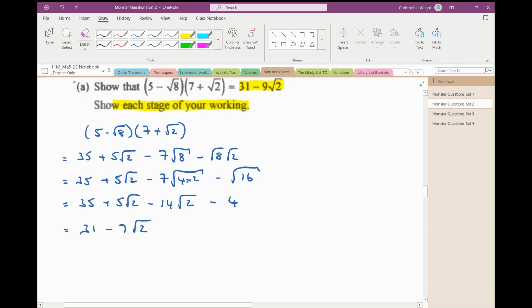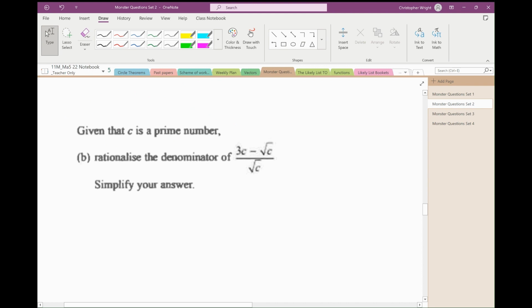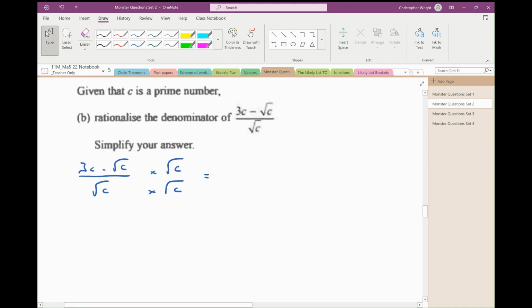So I've done it. Question B. Given that C is a prime number, rationalize the denominator of this expression. Well, I'm going to multiply top and bottom by root C, because that will rationalize the denominator. Changing the denominator, root C times root C is C. Right. 3C times root C is 3C root C, minus root C times root C is C.